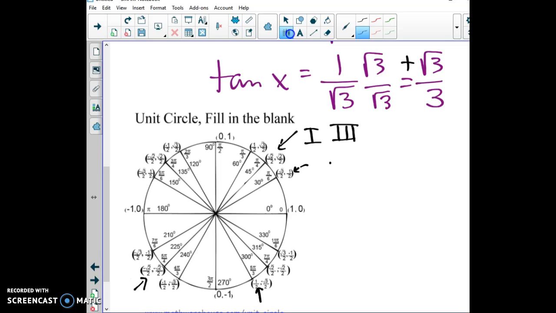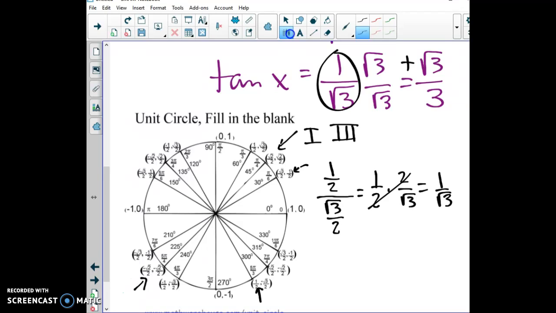Let's try this. The sine of pi over 6 is 1/2, sine over the cosine. So we're going to simplify that to 1/2 times the reciprocal, 2 over the square root of 3. We get 1 over square root of 3, which is what we had up here, which simplifies to square root of 3 over 3. So we do know that one of our angles is pi over 6.